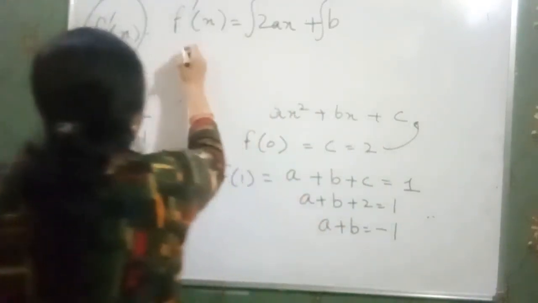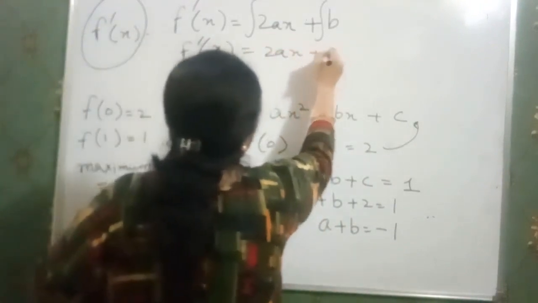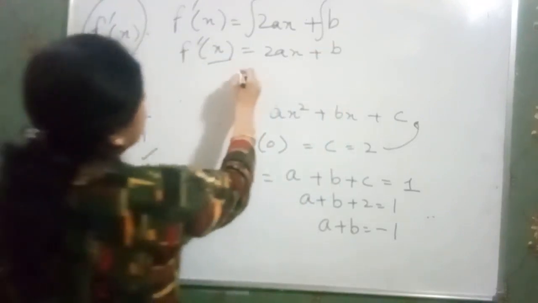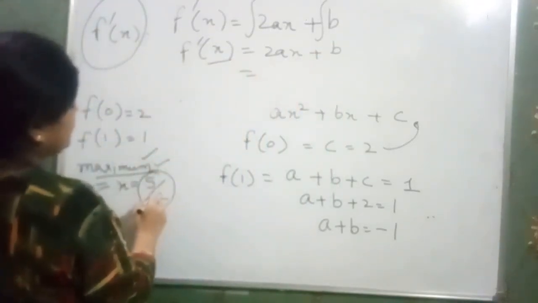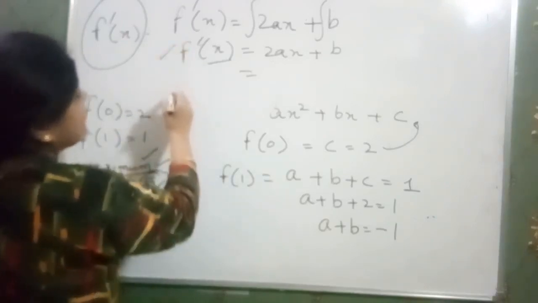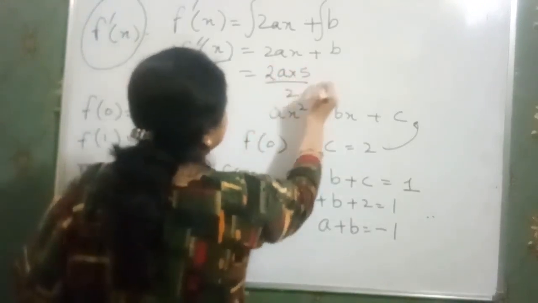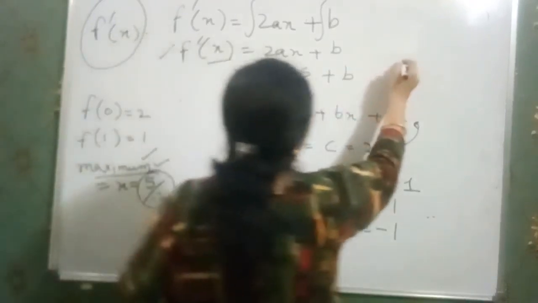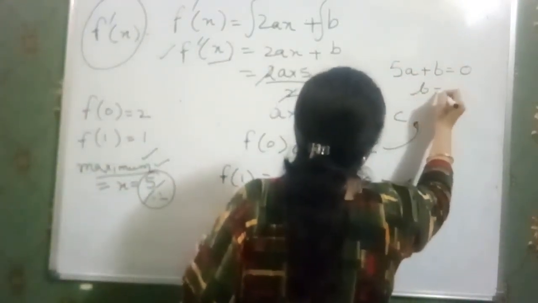We have f dash x is equal to 2ax plus b. For this maximum value we have x equal to 5 by 2. If we write for maximum or minimum value, we put this value into f dash x. That means 2a into 5 over 2 plus b. So we cut it down, and we have 5a plus b is equal to 0. That means b is equal to minus 5a.